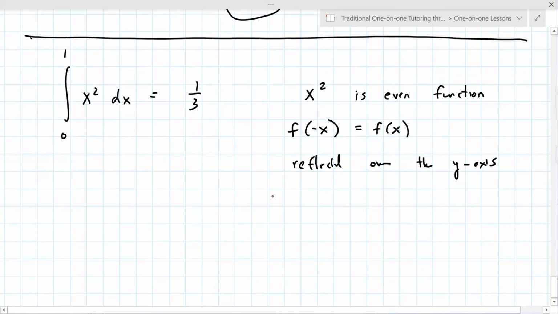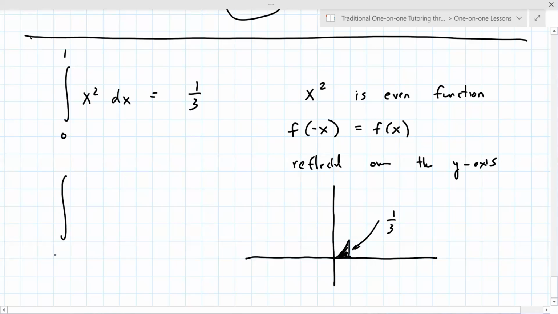Okay, so here's graphically what we just did. Actually, let me move this over here. So we found that the area here, this little curve right here, is 1/3. That's what this integral means. Now, because of symmetry, you should be able to tell me the integral from -1 to 0 of x squared dx is the same. It also equals 1/3.